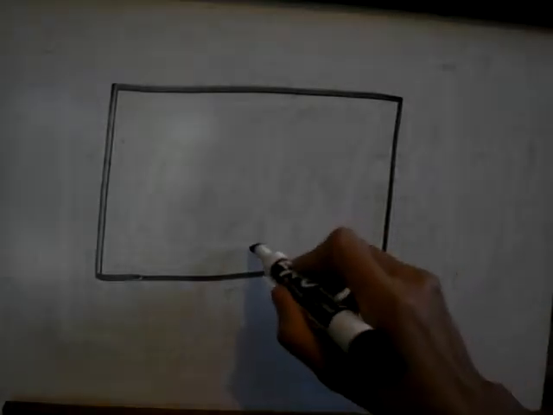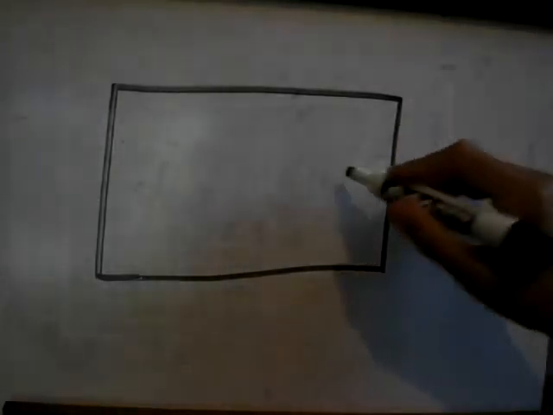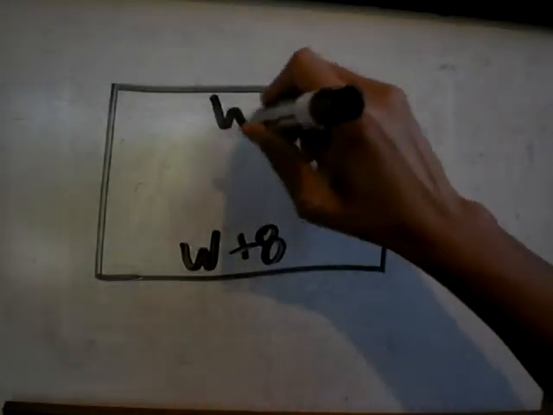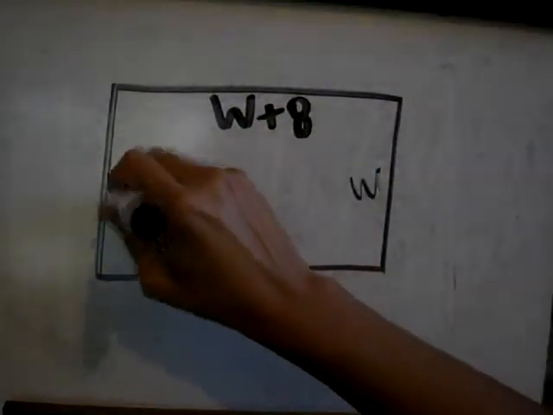Okay, now let's read the example that's in the workbook. It says a rectangular flower garden is 8 feet longer than it is wide. So here is the flower garden, and it is 8 feet longer than it is wide. Now I like to use a W for my variable. They use X, I just like W because the word width starts with the letter W. So it is 8 feet longer, so it's plus 8, so the width plus 8. 8 feet longer than it is wide.